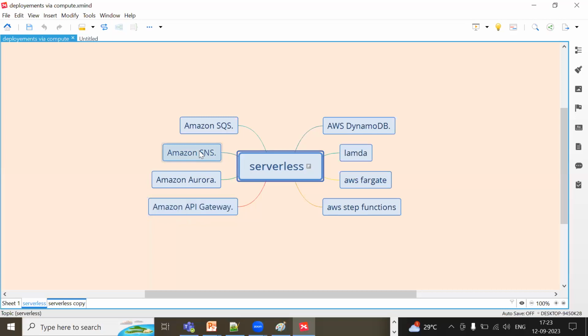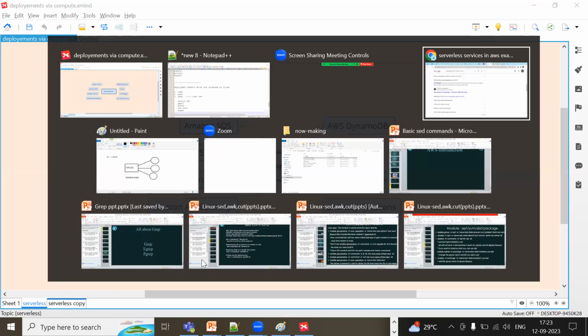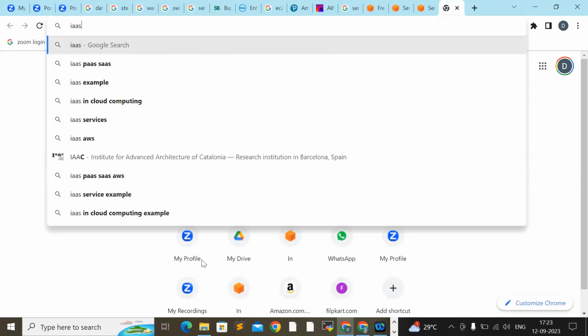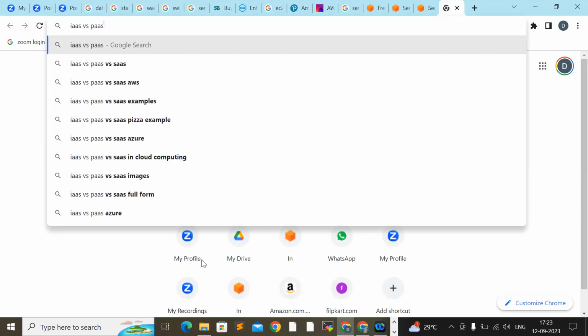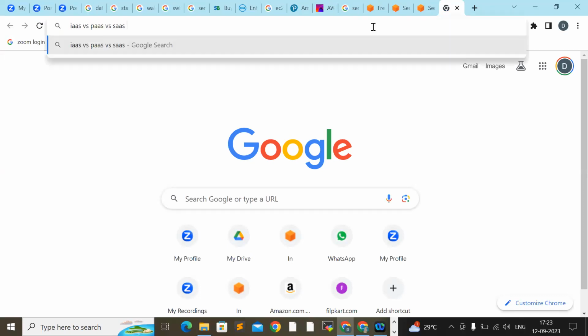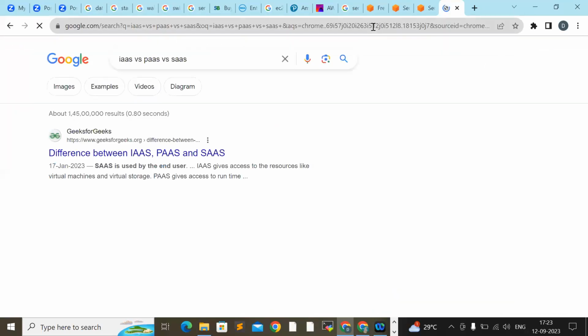Okay, PaaS applications. PaaS in the sense platform as a service. You can customize up to some extent. Here you can customize by writing all of your code via Lambda itself. All the other things, some services you can use in order to customize. So you can say IaaS versus PaaS versus SaaS.